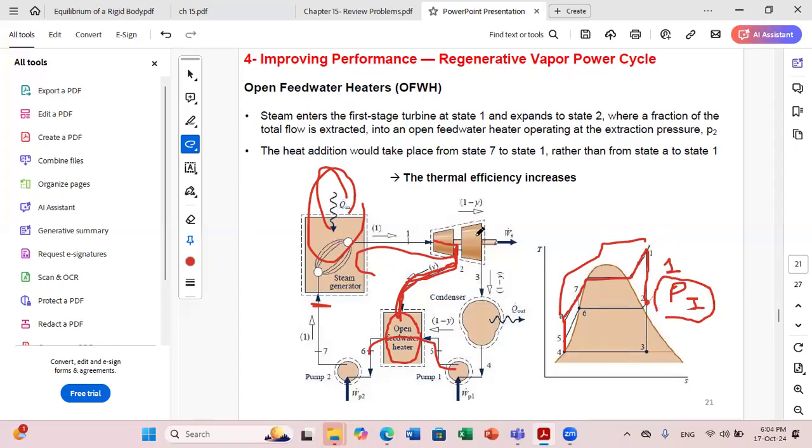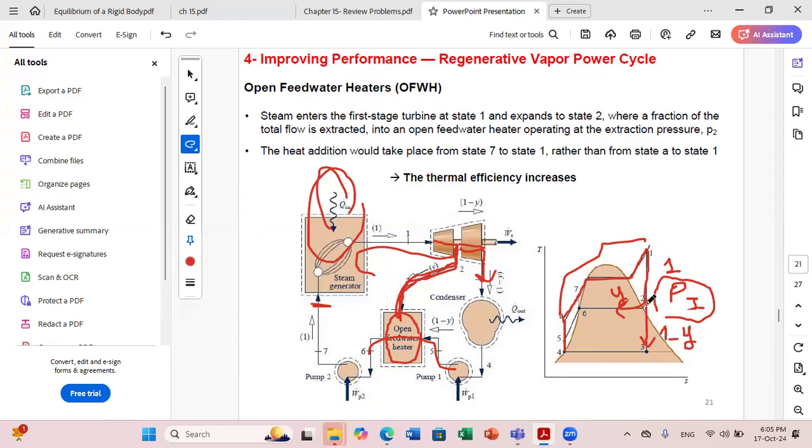Now, this stream that is leaving the first stage turbine will be mixed with another flow that we'll discuss anyway, okay? So now let us follow the procedure. What will happen from 2 to 3? Here at 2, the fluid is divided into two parts, one going through the open feed water heater at a fraction Y, and the other part going through the second stage turbine. So here I will have a fraction of 1 minus Y, okay?